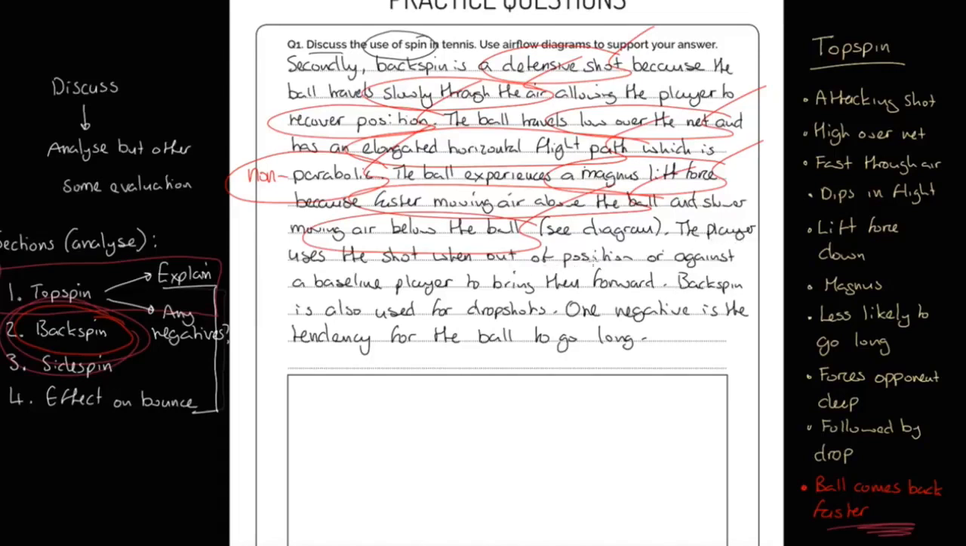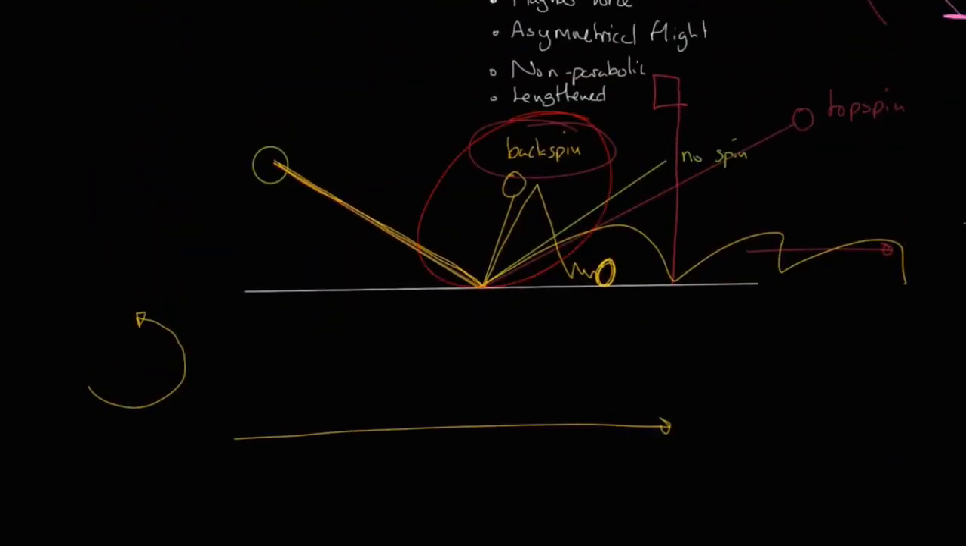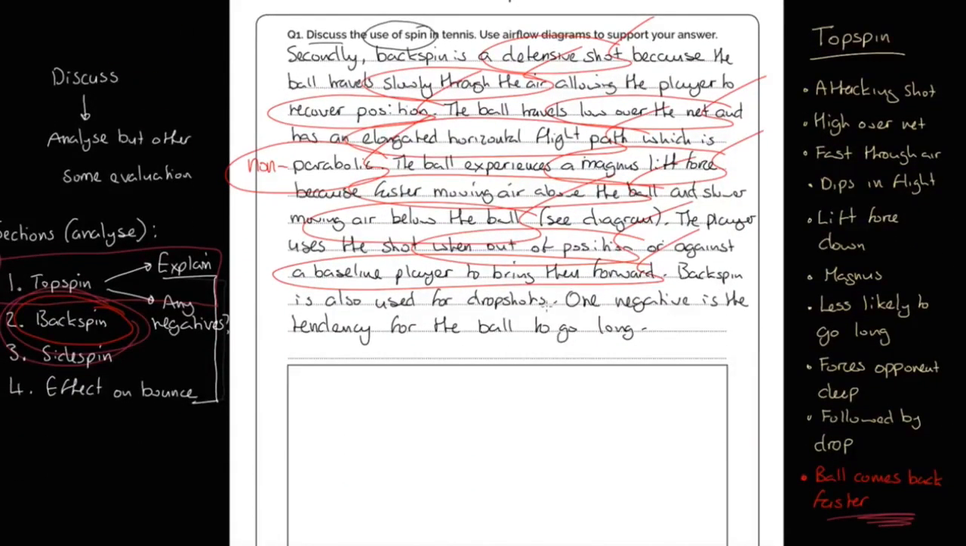The player uses the shot when out of position, so they use it to recover position, or against a baseline player to bring them forward. Interesting point, we might use backspin to actually bring a player who likes to play deep forward. Why? Because it does that kind of short bounce thing, remember. So it brings people who like to be deep forward into the court. Backspin is also used for drop shots. One negative, so here's my evaluation, is the tendency for the ball to go long. Because you've got an elongated flight path, the ball can tend to go long.